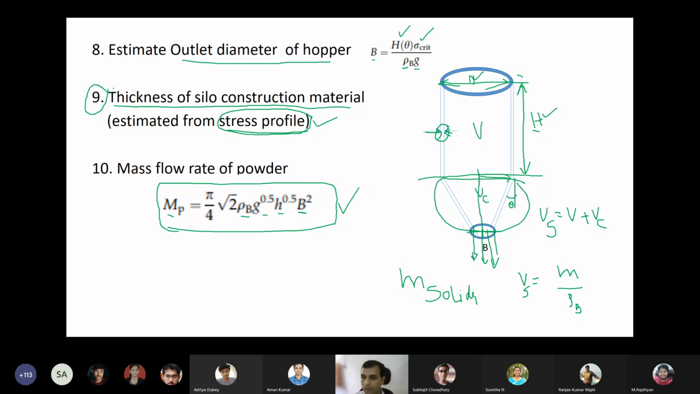Okay, guys, did you understand the silo design? We'll solve one problem right after this. But if you have any questions so far, just let me know now.